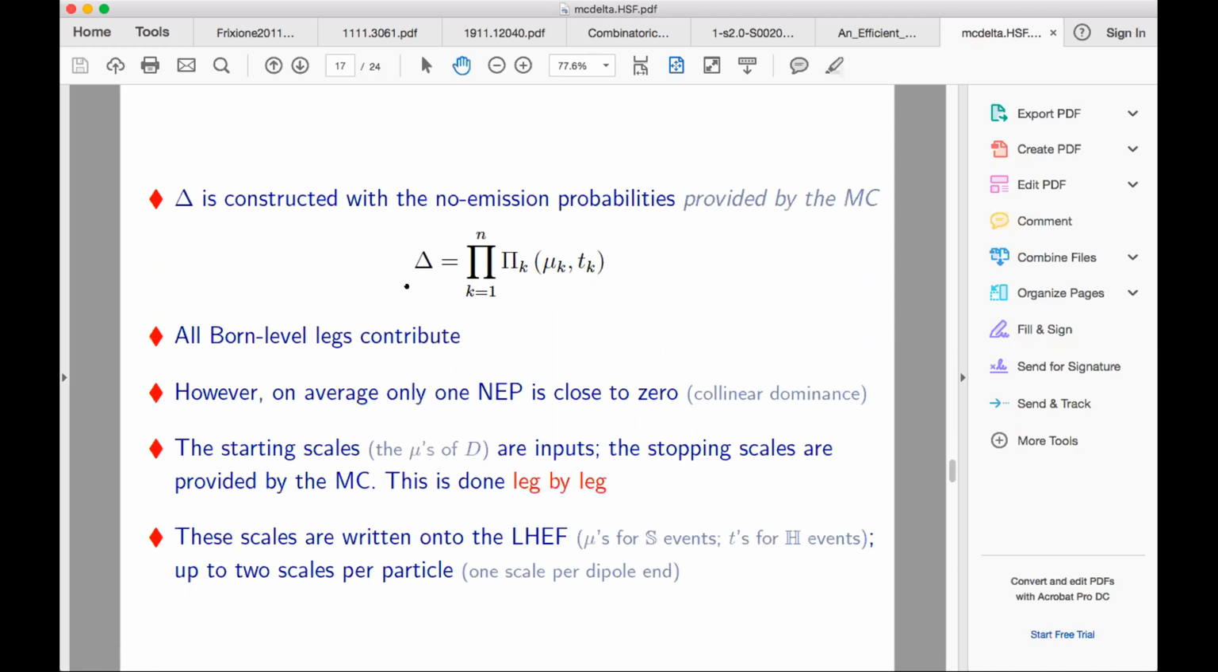So as I said before, delta is constructed by no-emission probabilities, which are provided directly by the Monte Carlo. So the formula is here. I will not go into the details here, but I just want to stress that all the Born-level legs in principle contribute. So you have a suppression for each of the legs, although in practice, for each event, only one leg is the one that dominates the suppression.